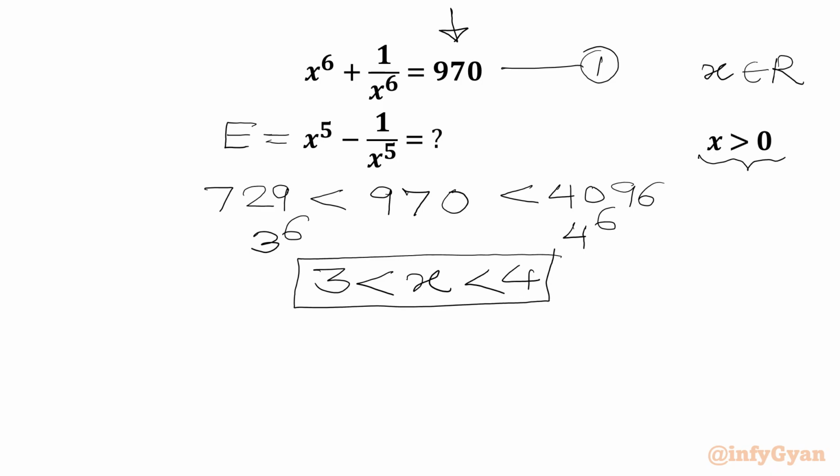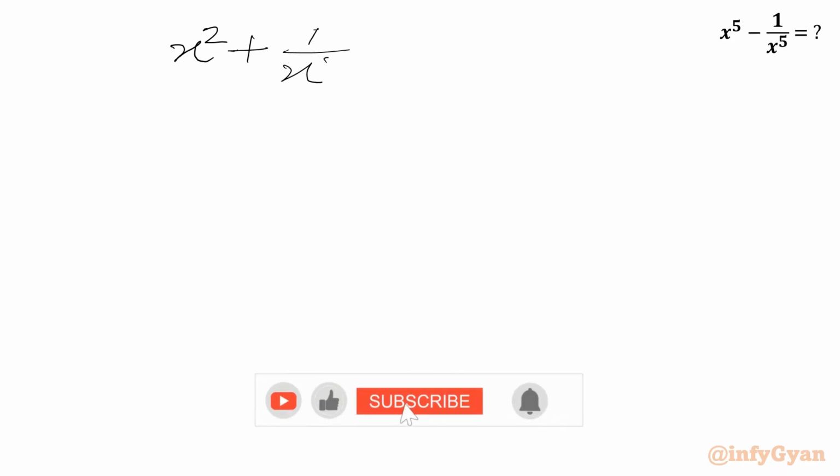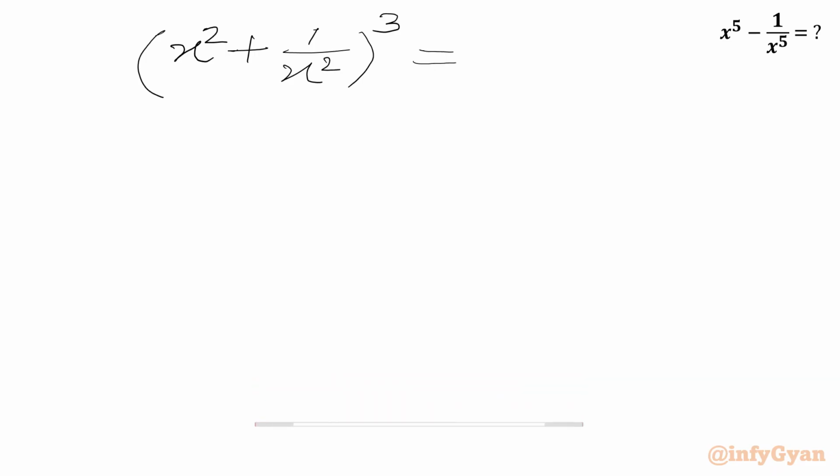Now I will use substitution. Let us say x square plus 1 over x square, suppose this is equal to u. Now I will consider cubing both sides. So I will write x square plus 1 over x square whole cube equal to u cube. Now we will apply the a plus b whole cube formula.